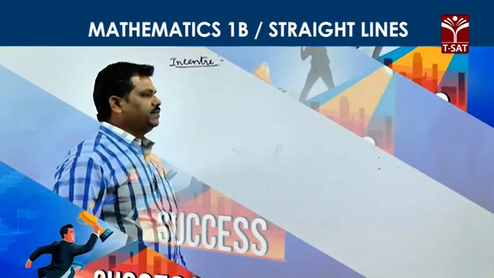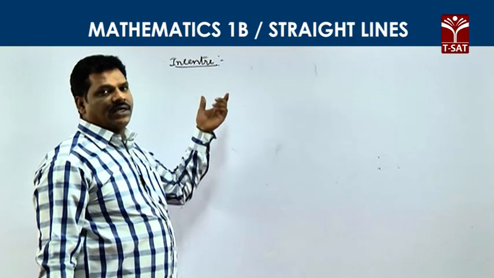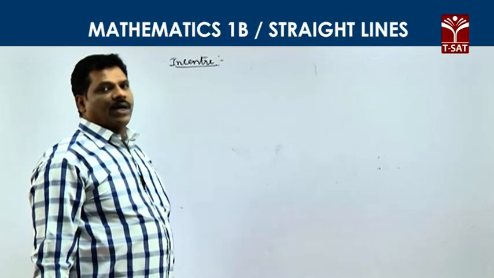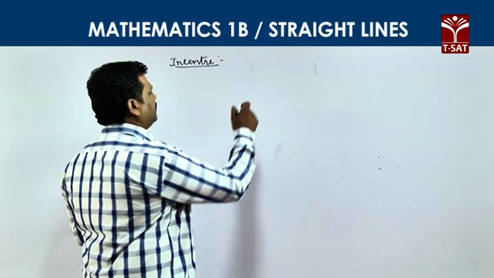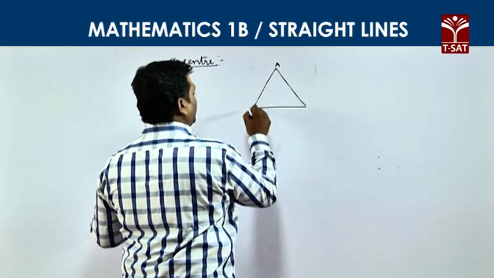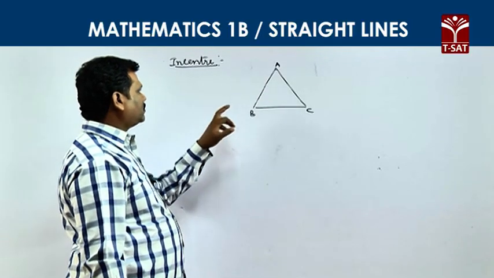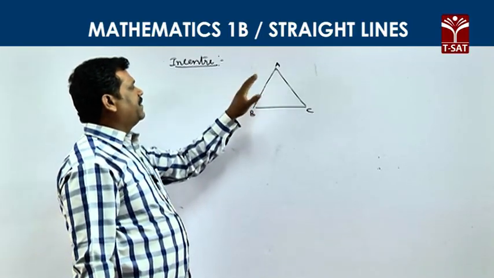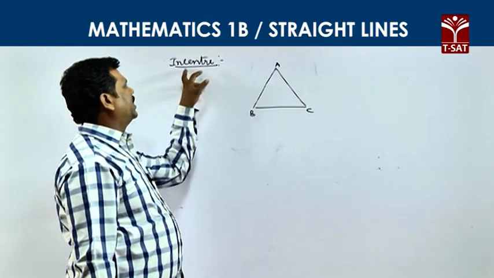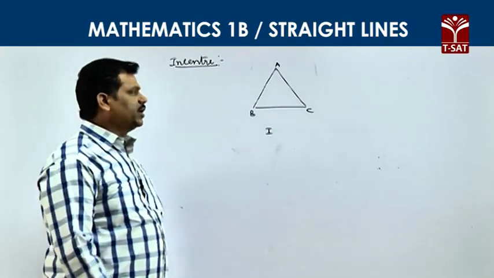Discuss about incenter. The internal bisectors of the angles of a triangle are concurrent. The point of concurrency is called the incenter. Here also A, B, C are vertices of triangle ABC. The internal bisectors of the angles of a triangle are concurrent. The point of concurrency is called the incenter and it is denoted by I.